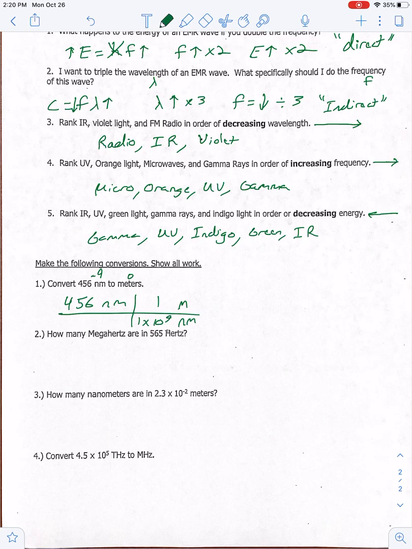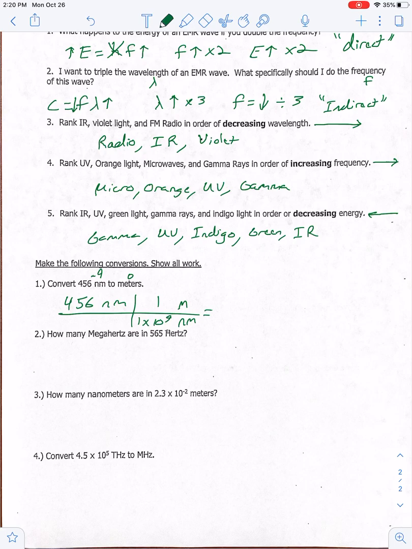If you do it my way, and you set the biggest one as 1, your exponent will always be positive because you're counting going to the right. So now all we have to do is take our top numbers and multiply. 456 times 1 is simply 456. Then we divide by the bottom number. So 456 divided by 1 times 10 to the 9th.